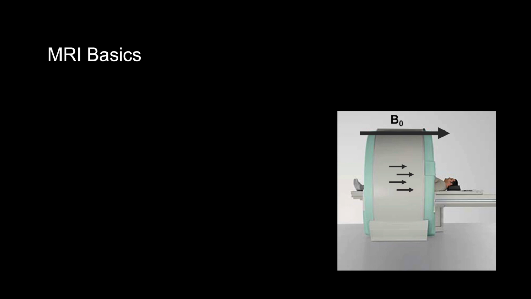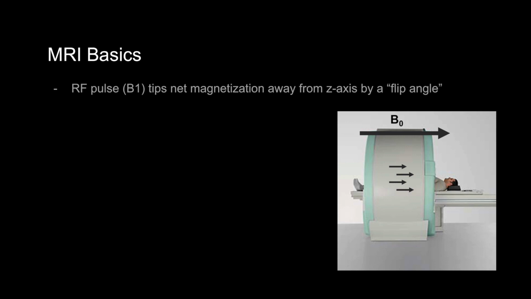So, how do we translate this into MRI signal? Next, we apply something called a radio frequency pulse, or RF pulse, that is designed to tip the net magnetization away from the z-axis. The RF pulse is essentially a smaller, varying magnetic field applied at a specific frequency in a direction that is perpendicular to the main magnetic field.